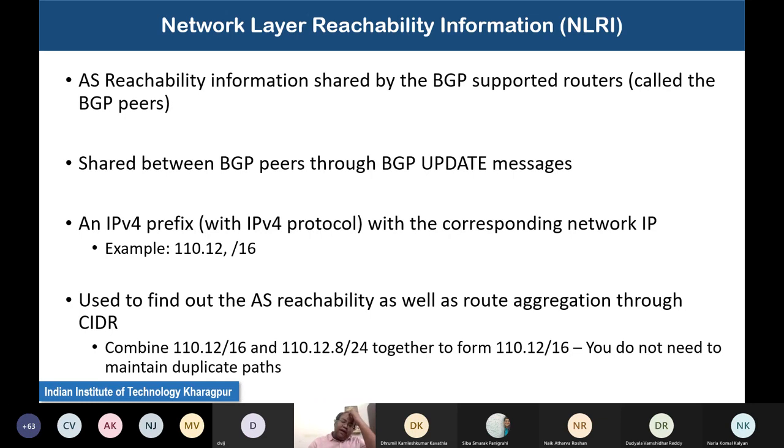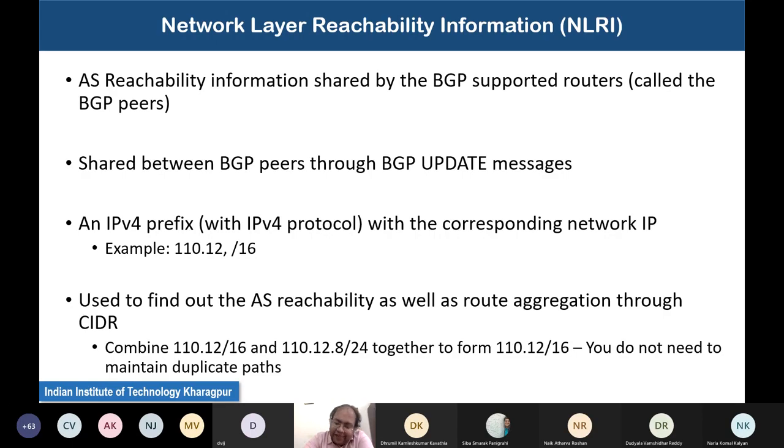Okay, now let us discuss what this reachability information is. We have been talking about reachability for the last few minutes. In BGP terms, we call it the network layer reachability information. What is that? The autonomous system reachability information is shared by the BGP-supported routers. We call them BGP peers. If a router supports the BGP protocol, we call it a BGP peer.